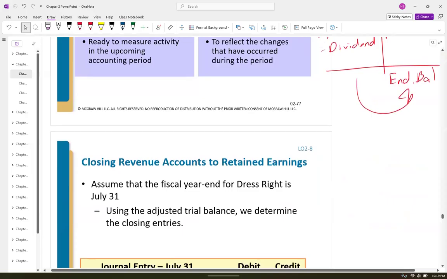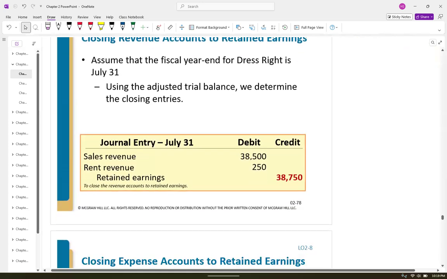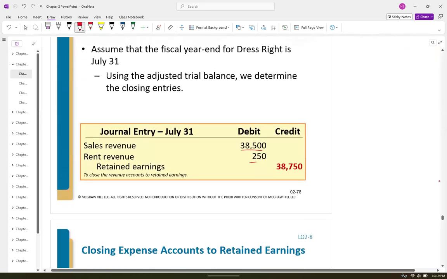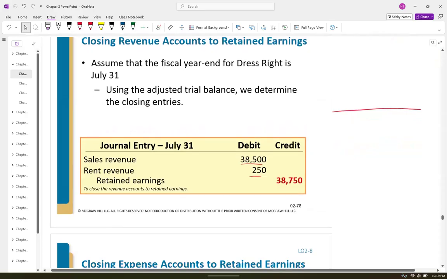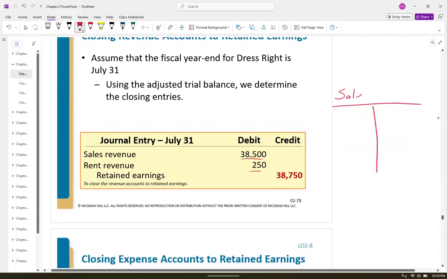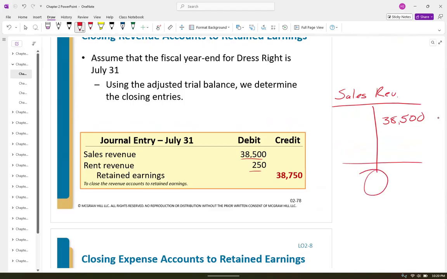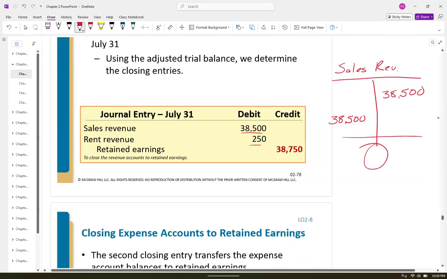Okay. So, first thing we're going to do in the closing process is to close the revenue account. So, we're debiting the revenue account. I'm going to draw one T account out really quick for sales revenue. Sometimes it helps to see this. Sales revenue had a credit of 38,500. It's a temporary account, so we're trying to make it zero. So we're kind of going backwards, but that's okay. Remember in the closing process, it kind of looks like we're rewinding. Okay. So all of your revenues will be debited and then retained earnings would be credited.